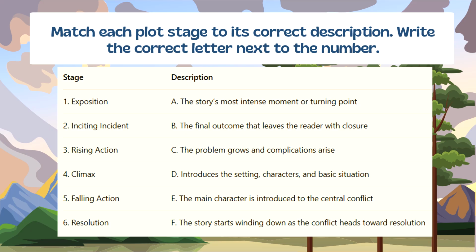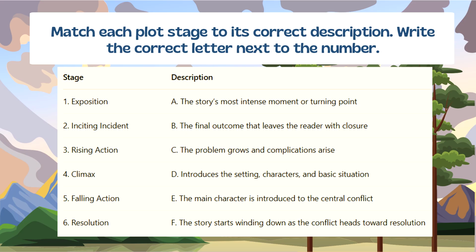Problem grows and complications arise. Okay, no, that's in letter E. Inciting incident, the reason, motivation for the conflict. That's letter E. The main character is introduced to the central conflict. Then 3, rising action. Rising action, that's now the letter C. The conflict grows and complications arise. That's letter C, rising action.